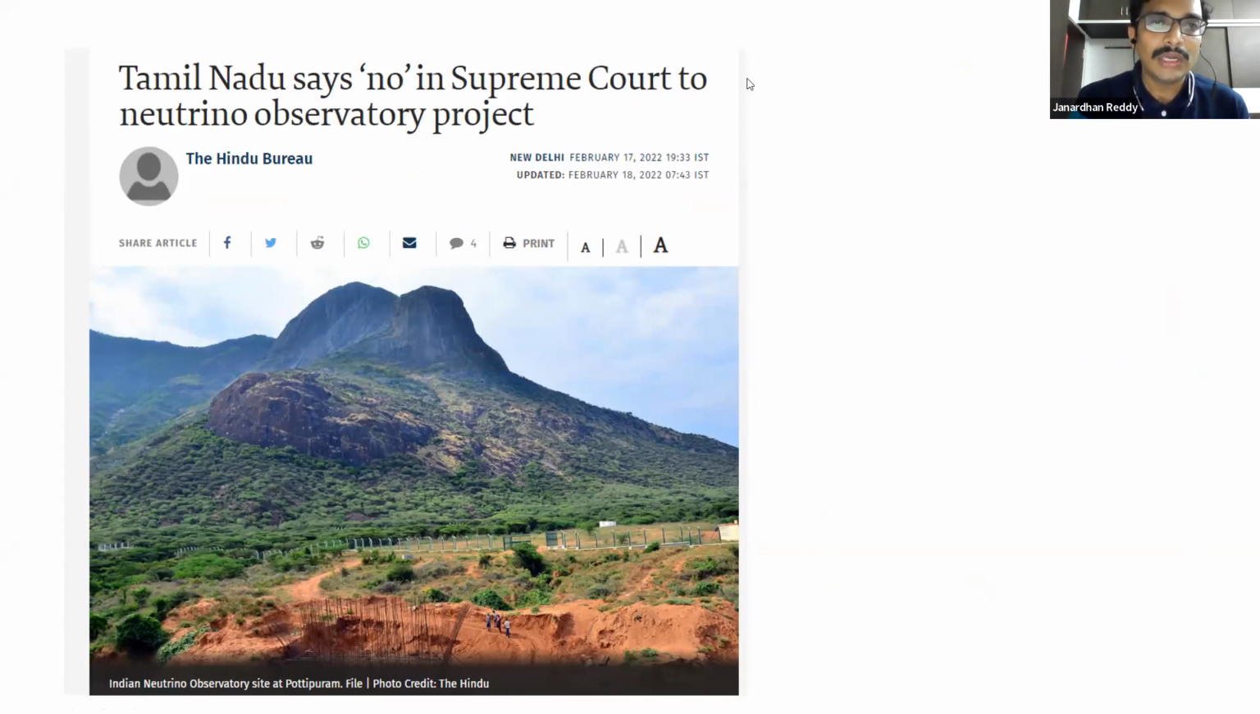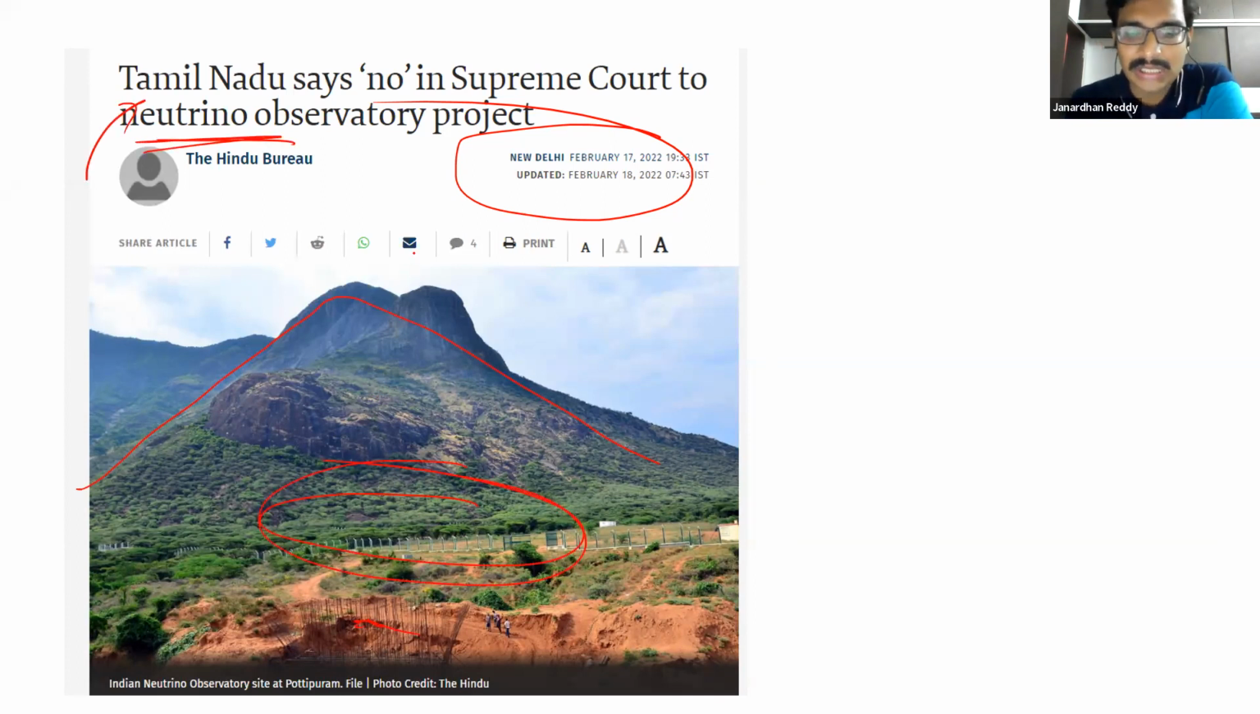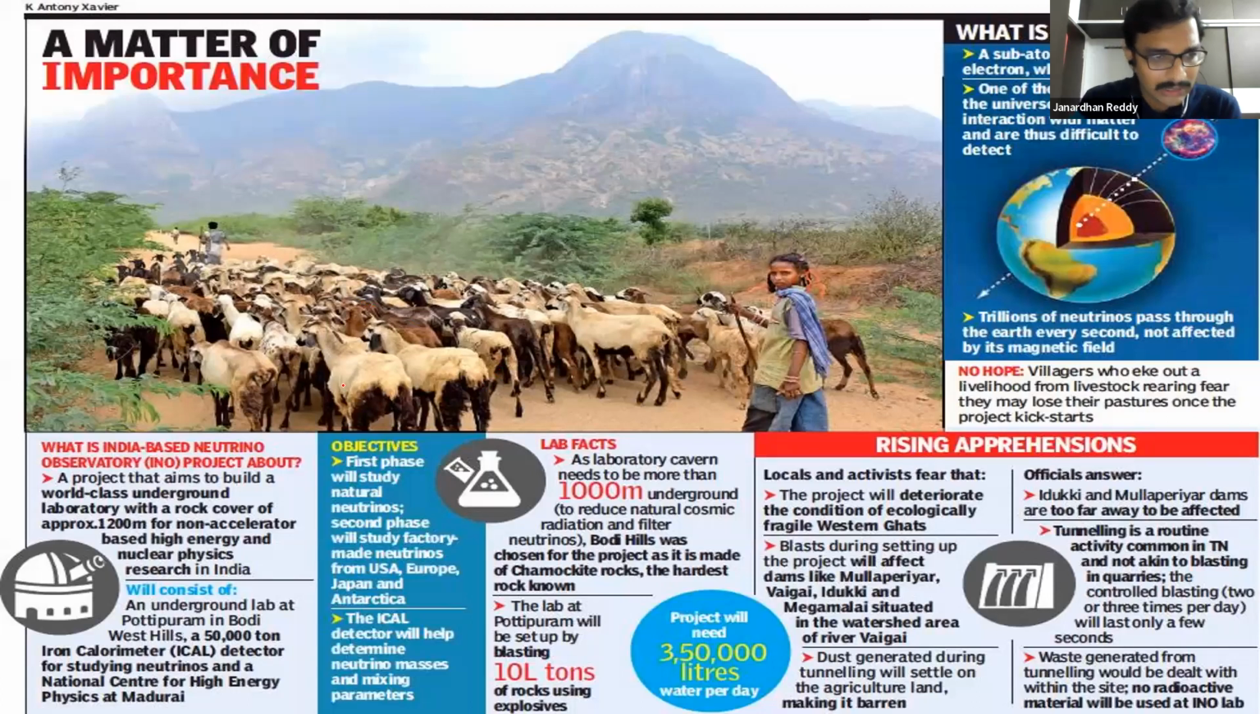So why Tamil Nadu? That is recent news, and it has taken our attention. Look at the hill, there is a big hill there, and under it we are planning some construction. Under it we want this observatory. Tamil Nadu said no to this project, but it is still under discussion. There are some apprehensions from the local community, which are actually misleading. So let us see the main things here.